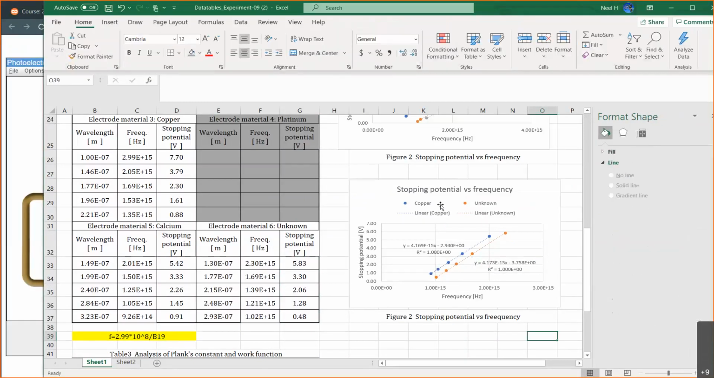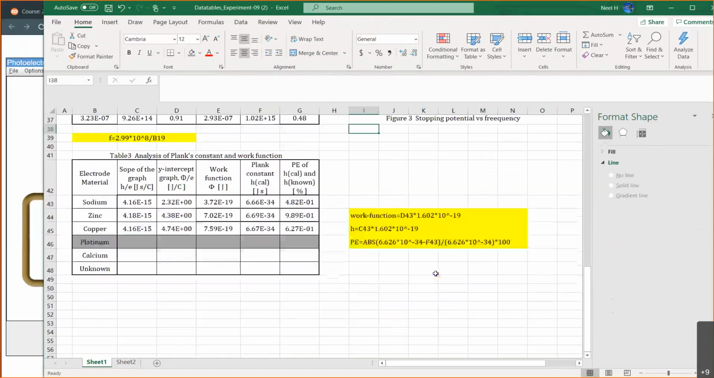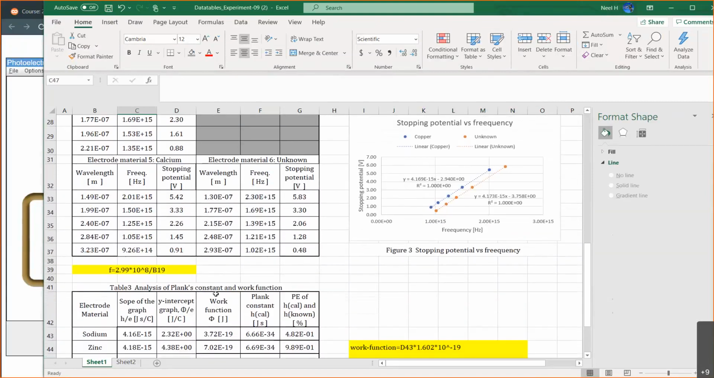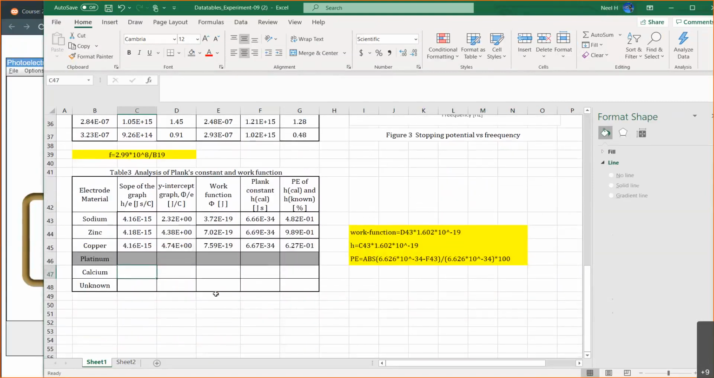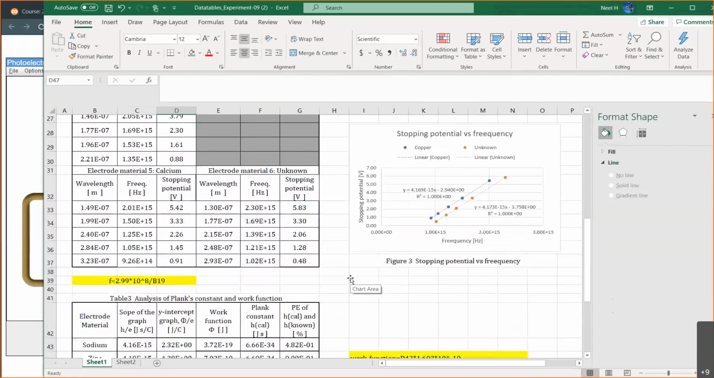Now you can see everything is automatically edited, right? The legends and everything. So this is the figure three. And all I need now is the slope and the intercept. You can see the slope is about the same, but the intercept has to change because that's the work function, depending on the material. For copper, the slope is 4.169 multiplied by 10 to the power minus 15, and the intercept is about 2.94.